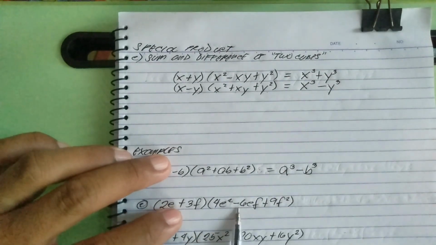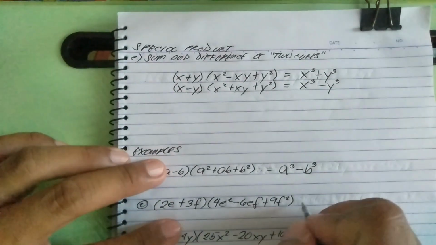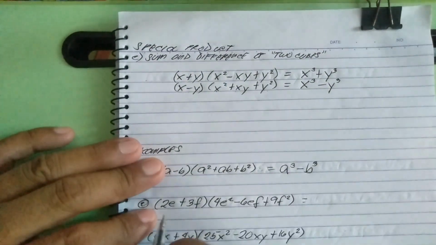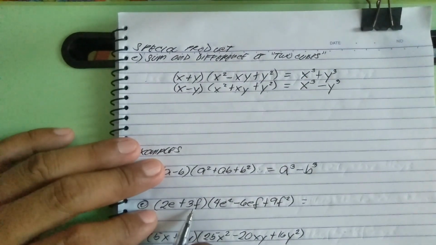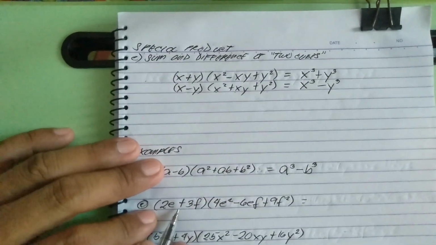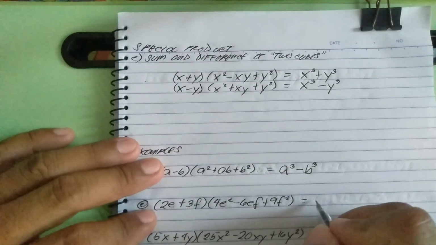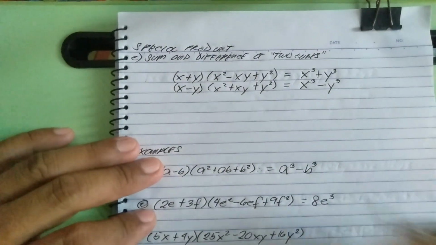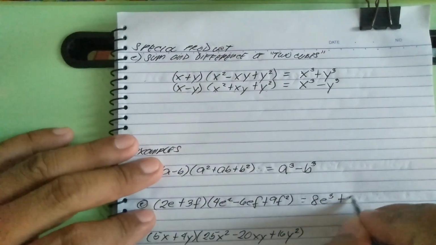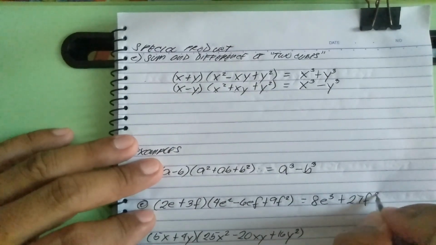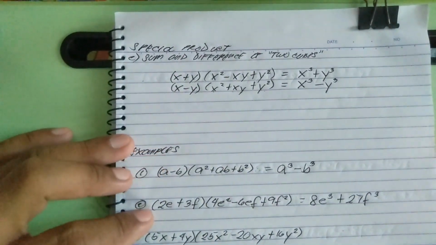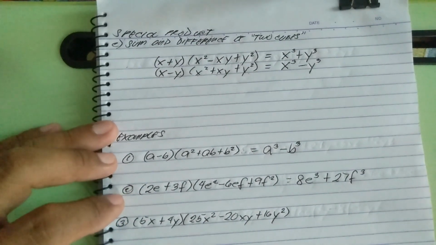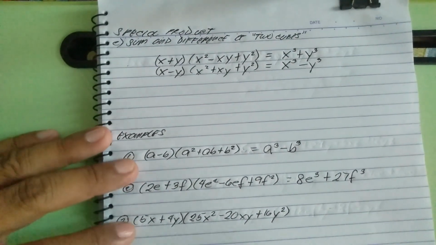Positive to negative, yun. So, ang gagawin ko po is cube ang first term, cube ang last term. Positive. Okay, so we have 8e cube plus 27f cube. Yan ang aking kasagutan. And lastly, number 3 example.